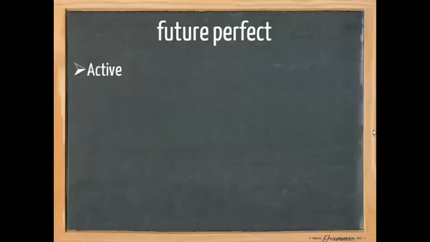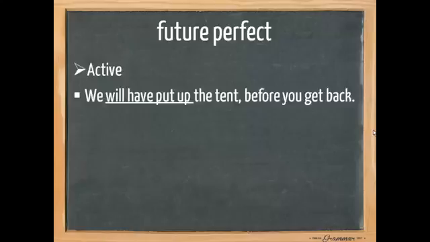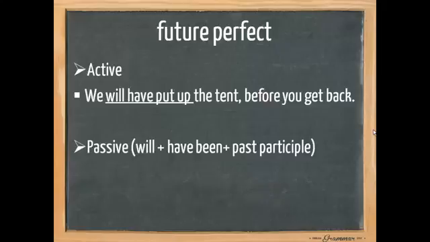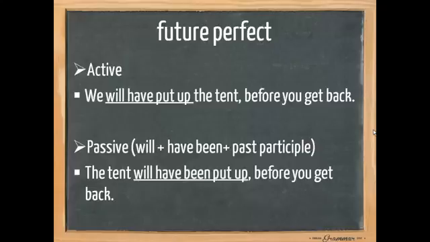And for the future perfect: we will have put up the tent before you get back. And the passive: will plus have been plus the past participle. Remember, it's a perfect, so we need to use been. The tent will have been put up before you get back. So that were all the tenses. Remember, use a form of to be and use the past participle.